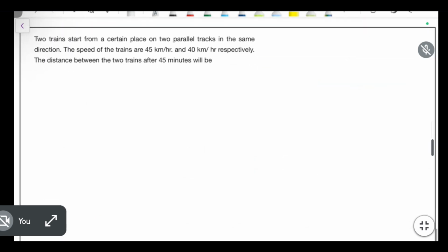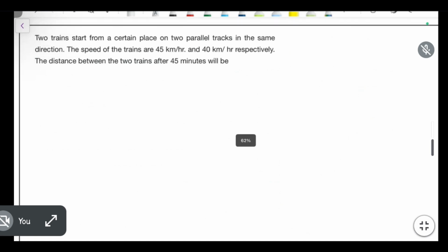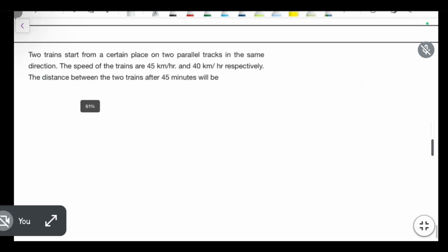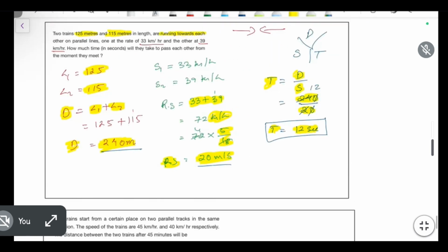We're left with two questions. I'll end with that. Two trains starting from a certain place on two parallel tracks at the same direction. Actually, it's just the basic formula one only. Okay, if you remember how relative speed is working, then it's fine. Everything is based on speed, time, and distance. Relative speed, and the distance is the length of the train only.